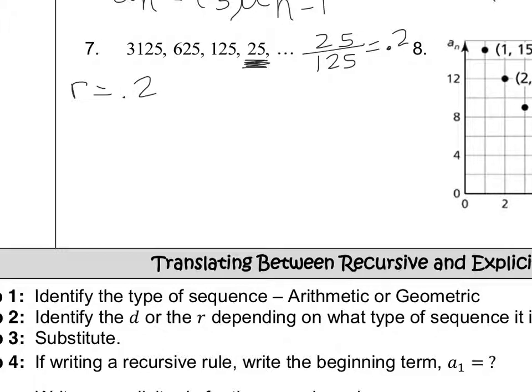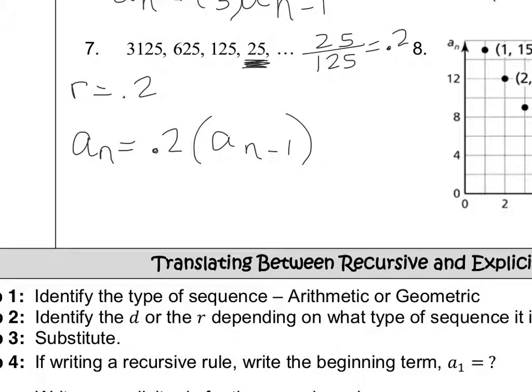Now that I know that, I can go ahead and put it into the formal recursive equation. So I'm going to say a sub n equals our common ratio, 0.2, times a sub n minus 1. And that's our formal rule.